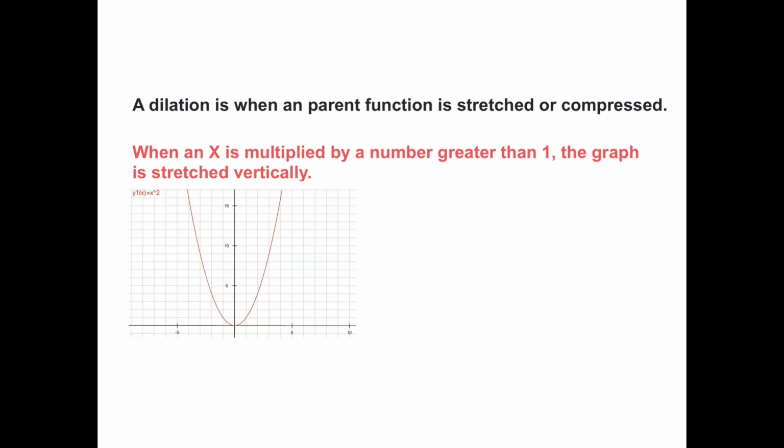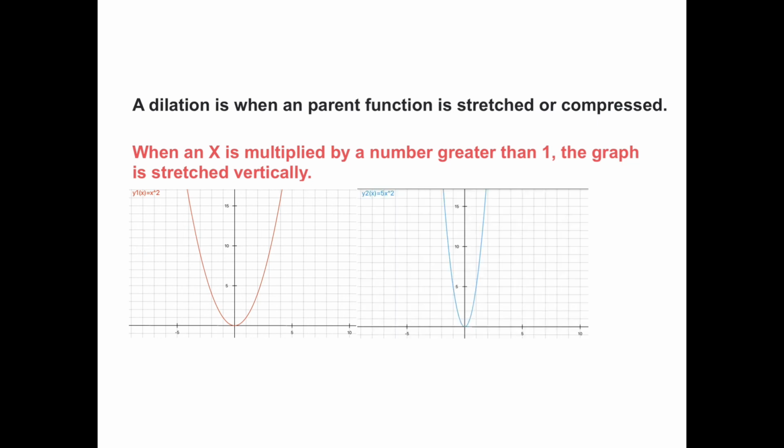Here's the parent function. You don't need to write this down, okay? Eventually you can take a picture, but not yet. So this is the parent function, and I know it's really hard to see, but this is y equals x squared. Now what I'm going to do is multiply the x squared by a number greater than 1. I think it's 5 actually. So this is the graph for y equals 5x squared.